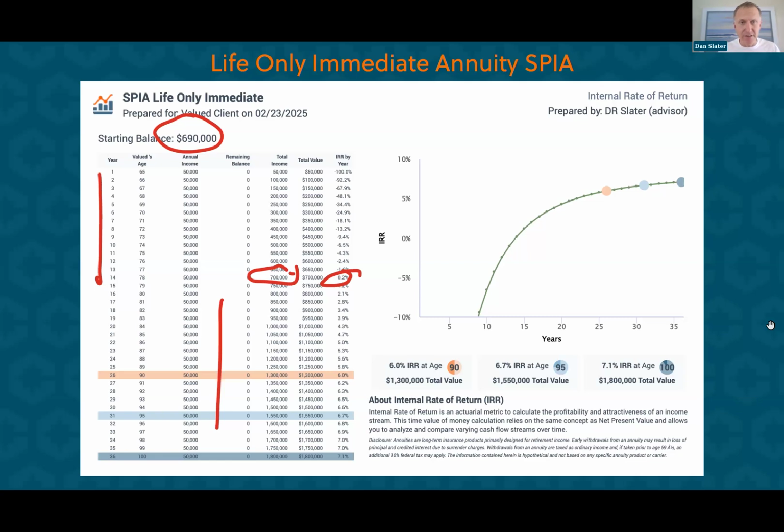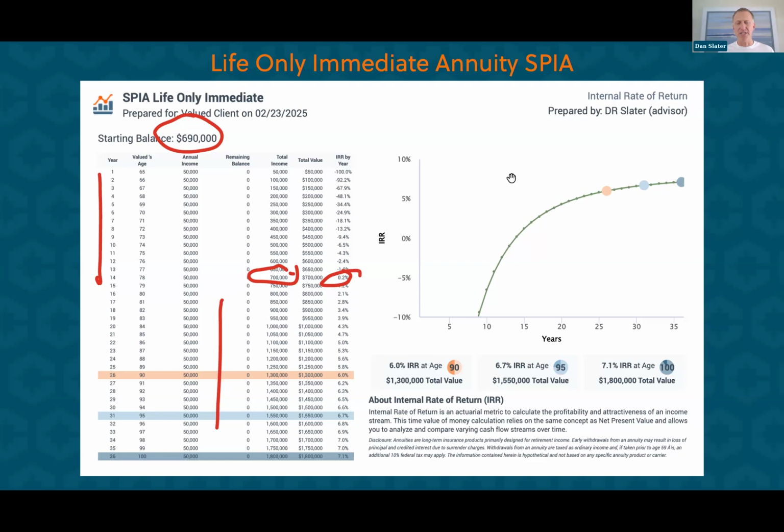Again, if she died in the first year, she put in 690, she got paid back 50, $640,000 is gone to her beneficiaries. So there's a lot of risk. That's all based on longevity, right? Longevity risk, okay? So I'm going to take a moment here.